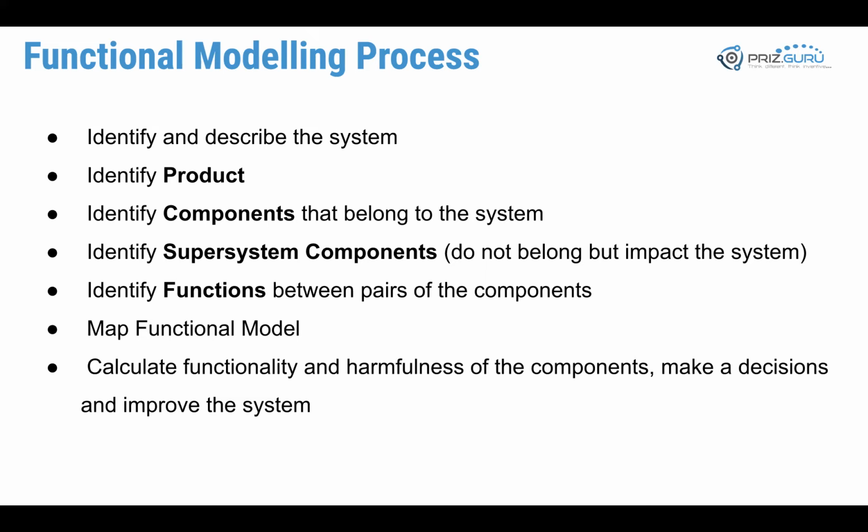Then, again, identify and document the functions between the pairs of components. That's where the functional language comes in, the functional description of the system. By doing that, we map the functional model to model, again, the problem, to model the symptom that we're seeing, and then calculate functionality and helpfulness of components, and then move forward from there.